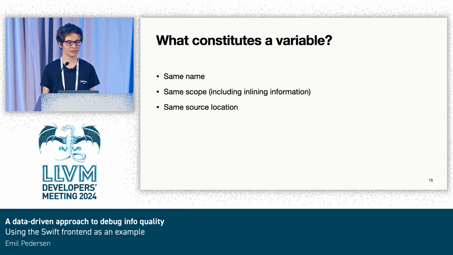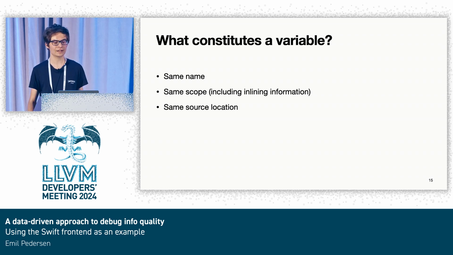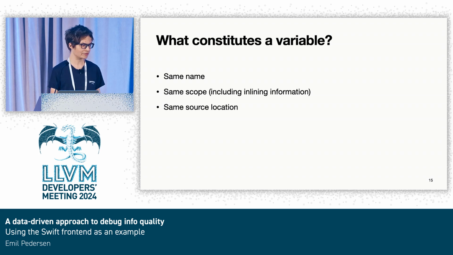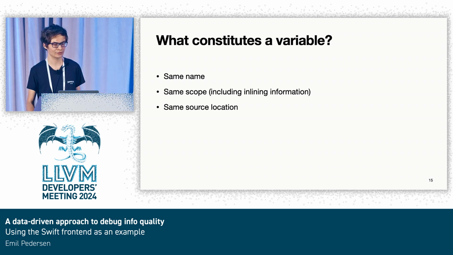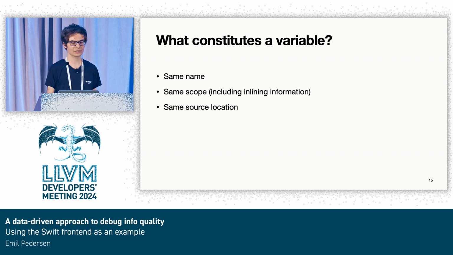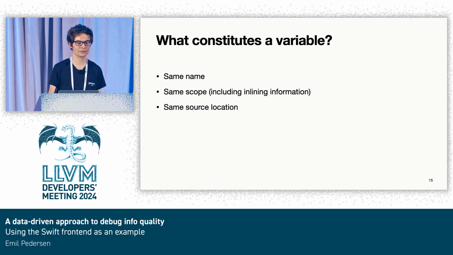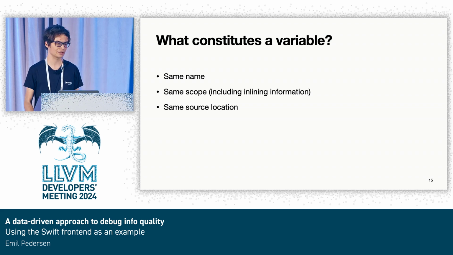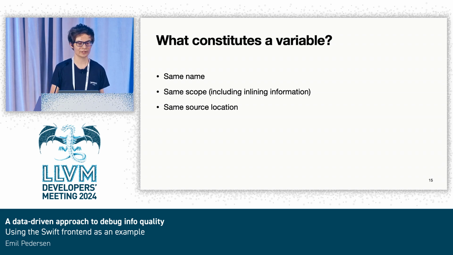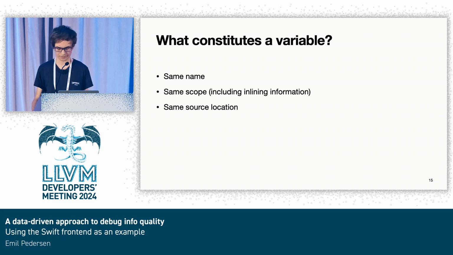What constitutes a variable? Two variables are considered the same, so in the before and after, if they have the same name, the same scope within the function, which includes which function it was inlined from, and the same source location. So two identical variables can appear within the same function at the same time. That happens when a variable got split into different allocations by SROA, or when a value was modified. And we don't track those fragments, we just track if the variables still exist.